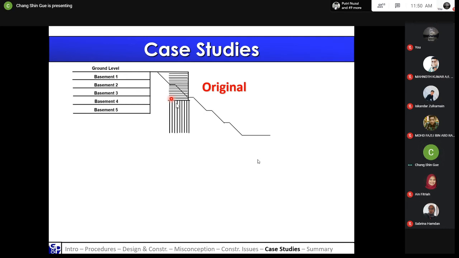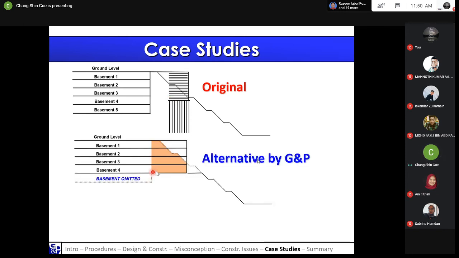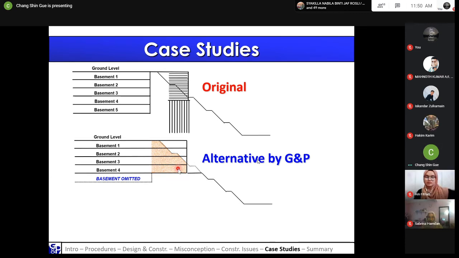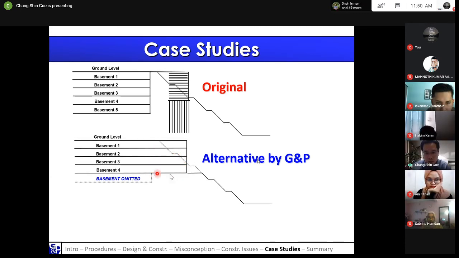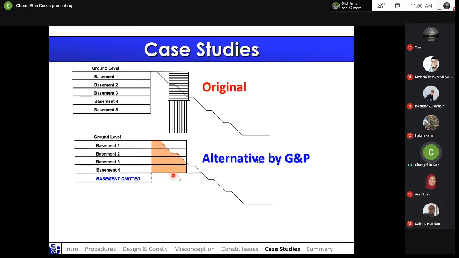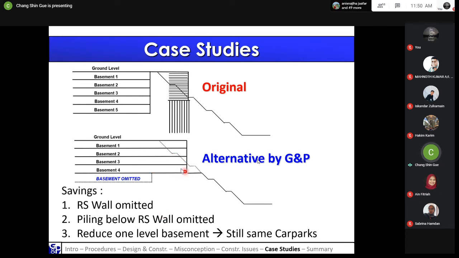What we did in our alternative design is that we omitted one layer of the basement, and then we advised the client to extend the building out where we can use the space on the slope. So imagine removing the soil on this part. The soil underneath here has experienced the weight on top of it. If you remove it, and the weight from the building is lighter than the soil, then for sure the soil can support the structure. So with that, you can avoid the wall, but you can use the space on top, and also you can avoid the piling underneath the wall.